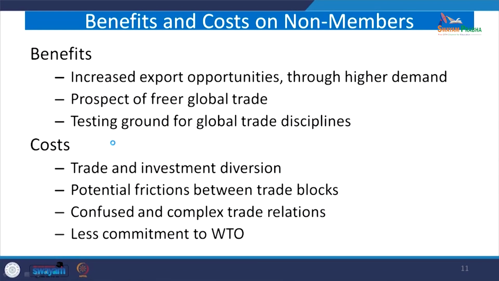So, it raises higher demand. Prospects for higher global trade and a testing ground for global trade disciplines also. There are some costs attached to it. Trade and investment diversion are there, and potential frictions between trade blocks. It creates confused and complex trade relations and less commitment to WTO, because non-members do not have bargaining power as they are not members of the group.